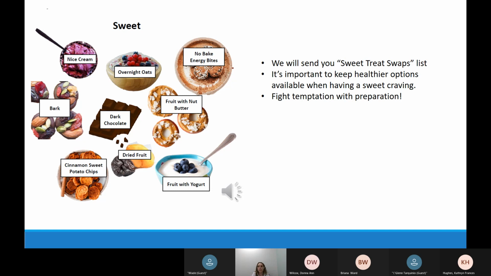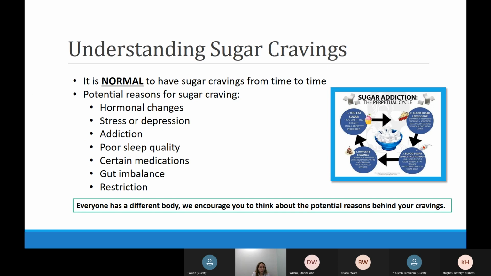Fight temptation with preparation. So understanding these sugar cravings, it's normal, and some potential reasons, like I was saying, if you're going too low, right? If your blood sugar is going too low, your body's going to crave sugar. If we're stressed, in our culture, stress is food, boredom is food. So this concept does apply to emotional eating as well. It's trying to say, am I hungry or am I craving as well? Because if it's a craving and we're not physiologically hungry, then maybe we can replace it with something else.